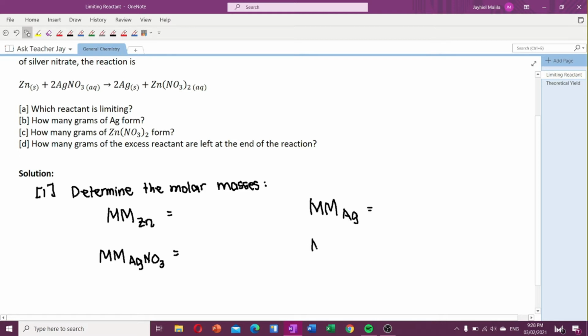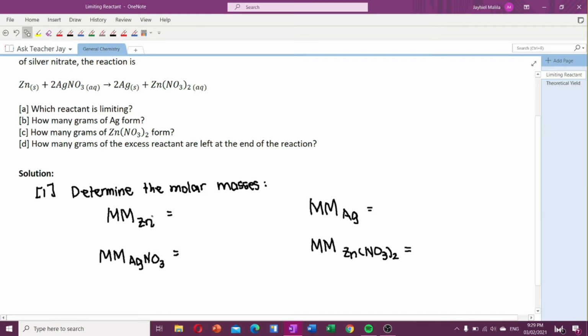Okay, so this is what I usually do. I write everything in advance, especially the molar masses, because during our problem solving process later, we are going to deal with a lot of molar masses. So it would be wise for us to prepare everything in advance.